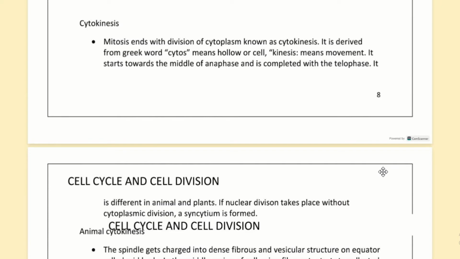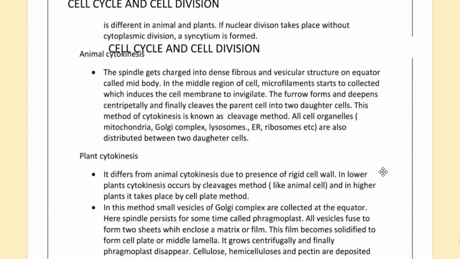Cytokinesis. Mitosis ends with division of the cytoplasm, and it is known as cytokinesis. It is derived from the Greek words cytos meaning hollow or cell, and kinesis meaning movement. It starts towards the middle of anaphase and is completed with telophase. It is different in animals and plants. If nuclear division takes place without cytoplasmic division, a syncytium is formed.